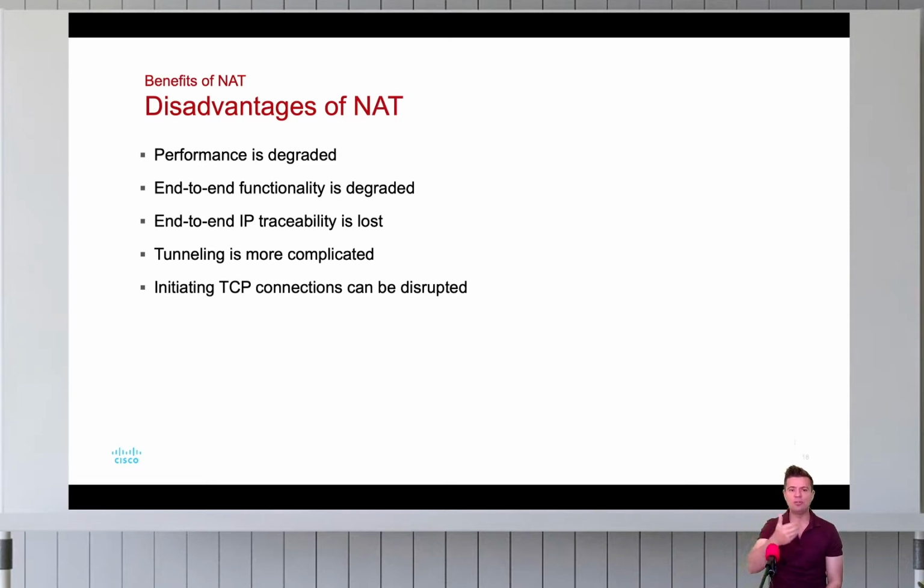Now, tunneling is a process of converting IP version 4 to IP version 6 or vice versa for traversal through certain sections in your network. Address translation can actually make this process a bit more complicated. And then also, because it sometimes changes the port numbers, initiating TCP connections could possibly be disrupted.